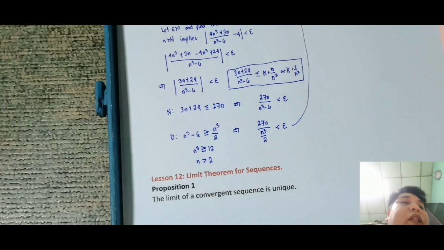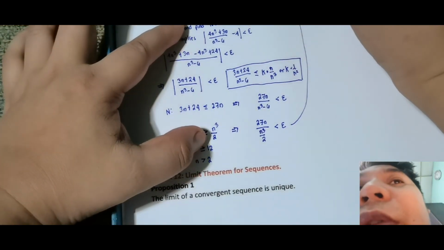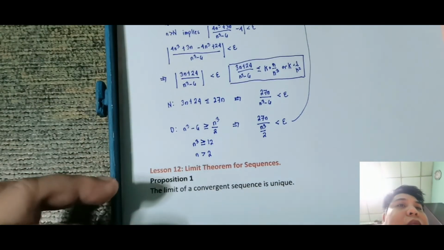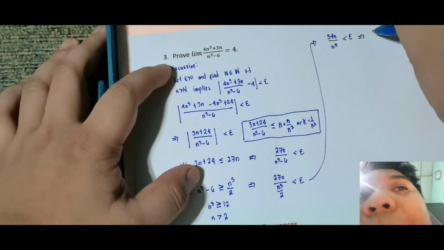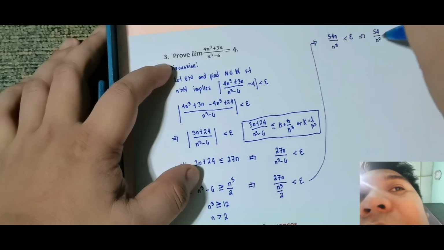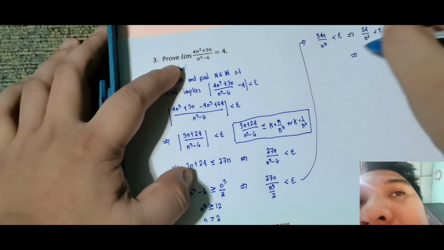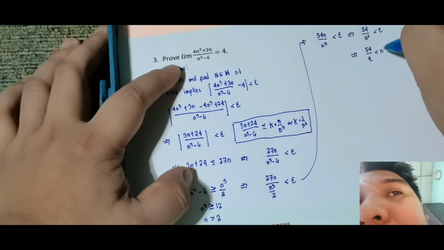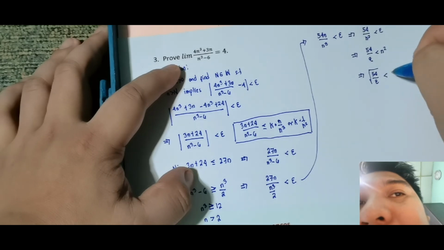So, pag sinimplify ko further, that is 54n. Tama, no? That is 54, sorry. That is 54 n over n cube less than epsilon. Okay, next is, this implies that is 54 over n squared less than epsilon. So, we need to solve for n. So, this implies n mapupunta doon. So, this is 54 over epsilon is less than n squared, which implies na square root of 54 over epsilon is less than n.